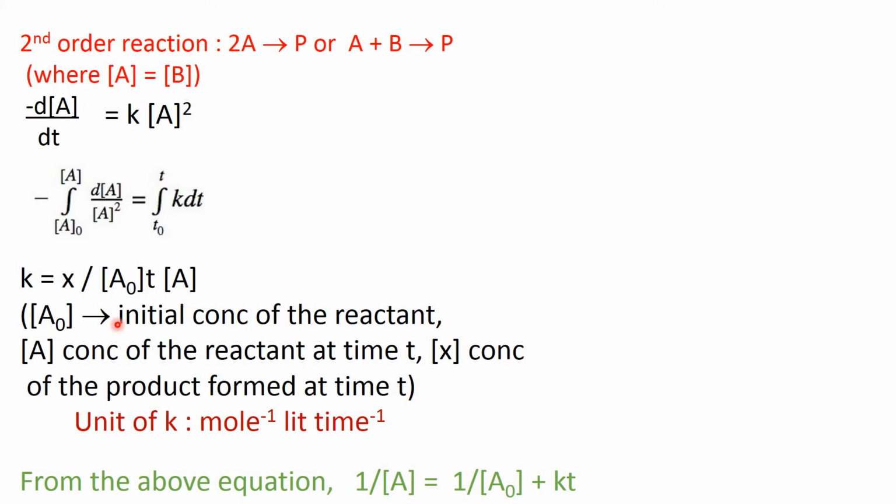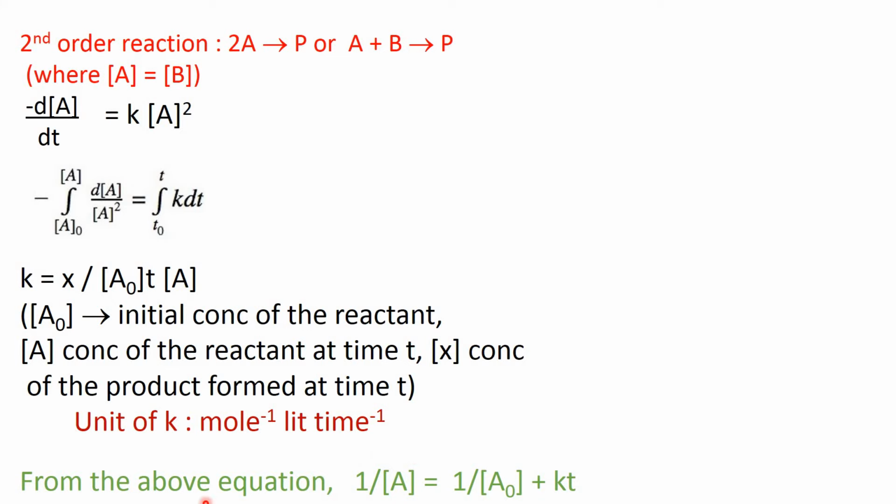Now what will be the unit of K? Here x is moles per liter, and this is moles per liter concentration. So one mole per liter gets cancelled. What is left over? One mole per liter in the denominator. That means mole inverse, liter, and this t is also in the denominator, so time inverse.